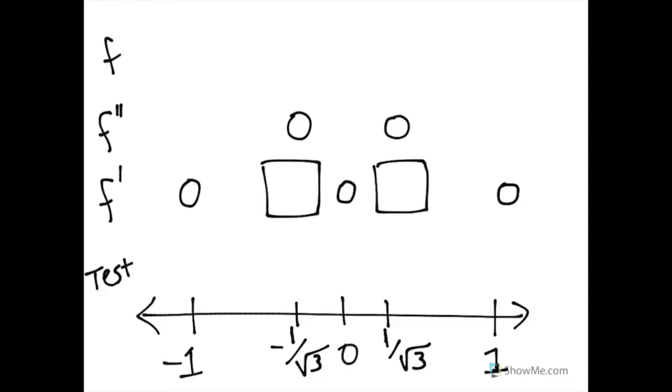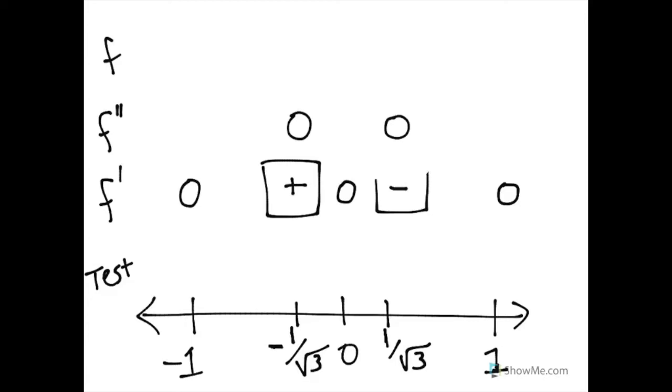And when I did this and plugged in 1 over the square root of 3 into f prime, I got something that was negative. It ended up being something like negative 1.5396 or something like that. When you plug in negative 1 over square root of 3, I basically got the positive version of that decimal. So right here, you should get something positive.